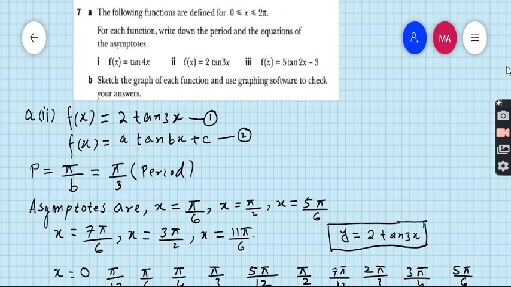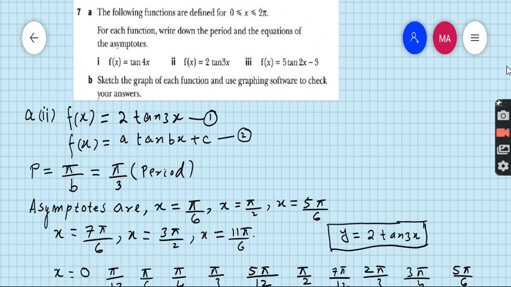I did some work for you because graphs are always time consuming. So in order to save time, I did some work for myself and for you as well. Part 2 is f(x) = 2 tan 3x. Call this equation number 1 and compare it with the general equation, that is f(x) = a tan(bx) + c, which is equation number 2.